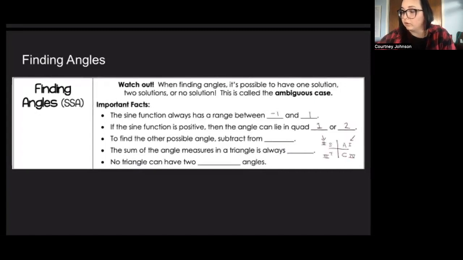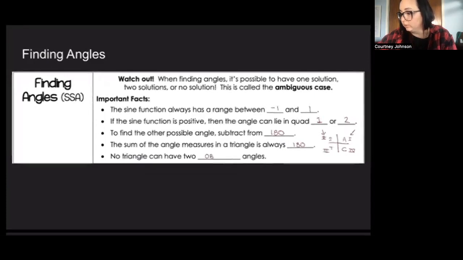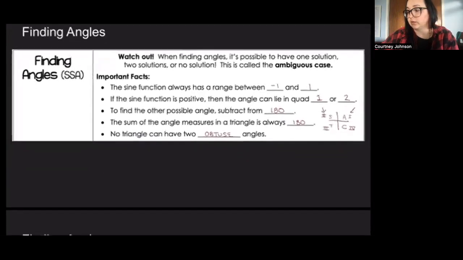To find the other possible angle, we can subtract from what adds up inside? 180. The sum of the angle measures in a triangle is also always 180, and no triangle can have two what? So what are our super wide angles? They cannot have more than one obtuse angle, okay? So that's the one that's more than 90 degrees, okay? Keep that in mind.